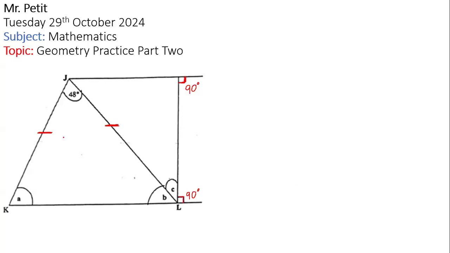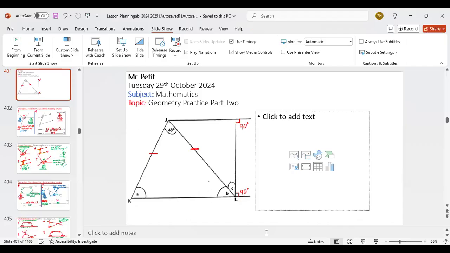It means that it's an isosceles triangle. So when we say isosceles triangle, what does that mean? Two sides are equal, it only has two equal sides. Very good.